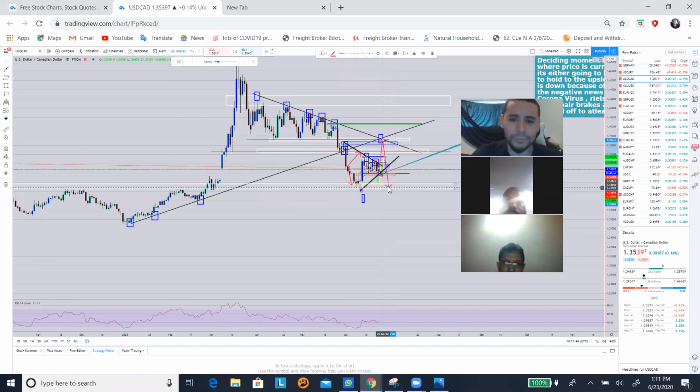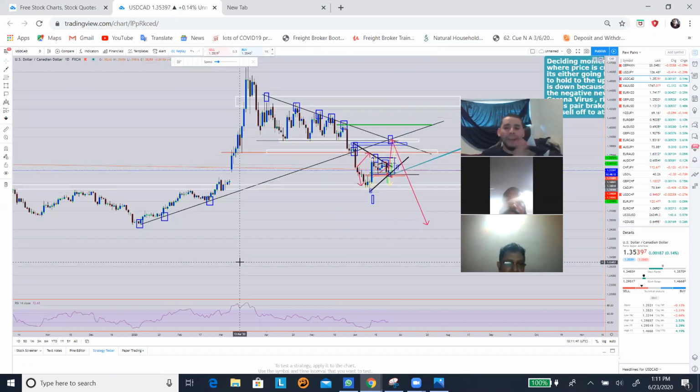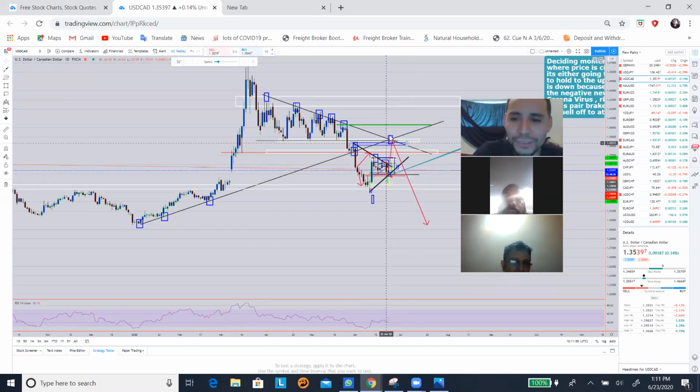Retest. Boom. Guys, see that? This area is too strong for it to break. If it breaks up, huge buyout. Huge. Targeting what? The initial high.